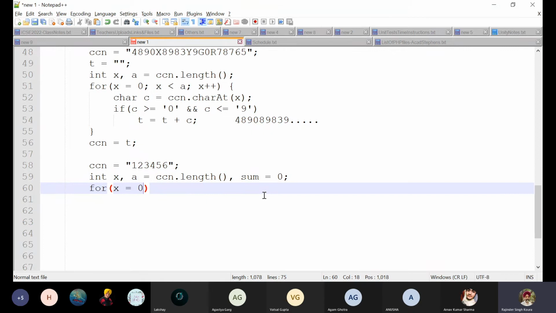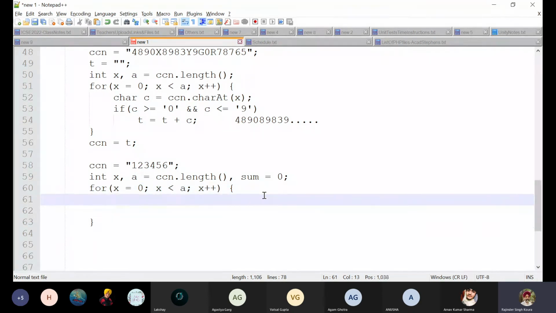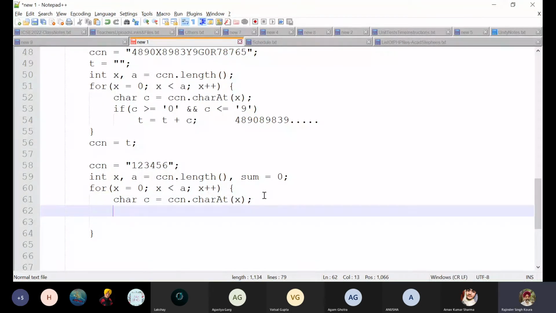For X is equal to 0, X is less than A, and X plus plus. And here I will extract the character. Char C is equal to CCN dot charAt X. Now I don't need to check whether it is a numeric digit because we have already done this in the previous loop. So I'll simply add to sum.